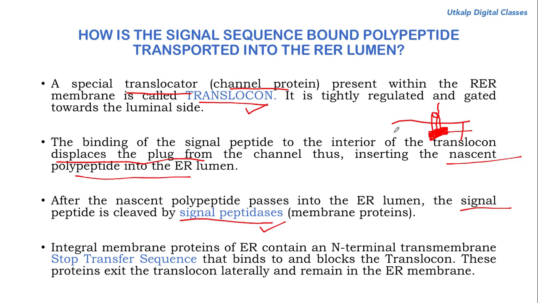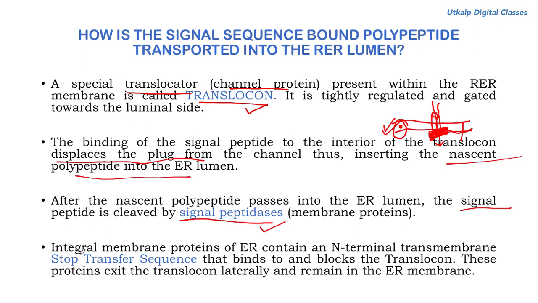But what about the proteins which have to remain in the ER membrane? Suppose a protein comes which has to remain in the ER membrane. That protein cannot pass down into the ER lumen, or else it will never get incorporated into the ER membrane. Then how do the integral membrane proteins of the ER get incorporated into the membrane?